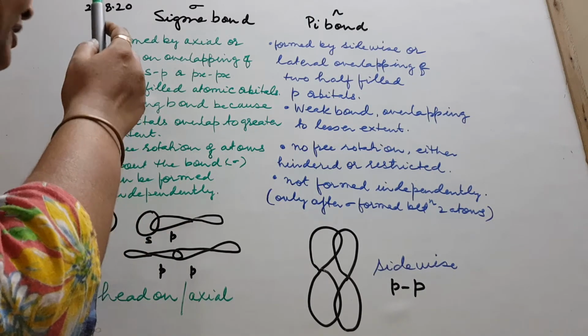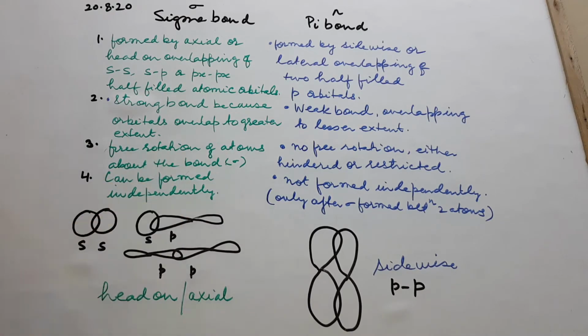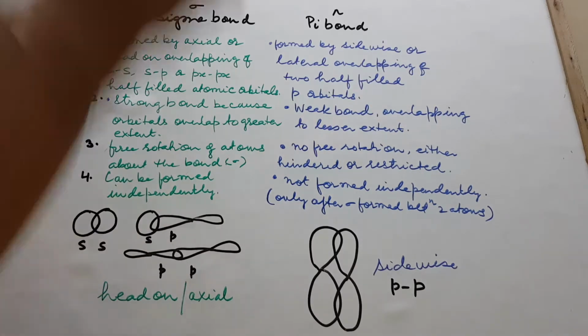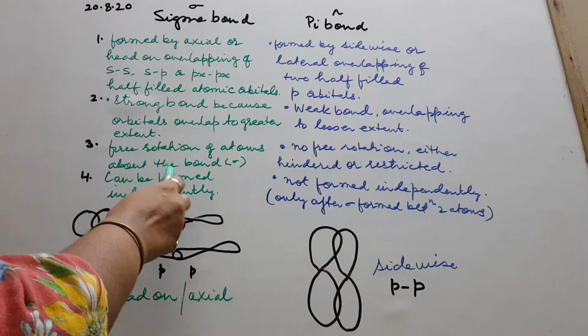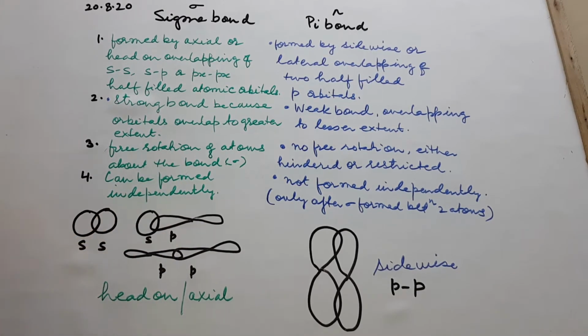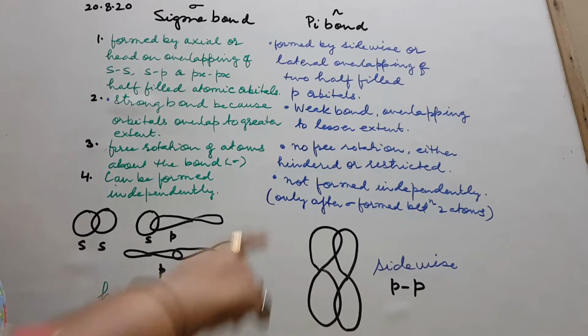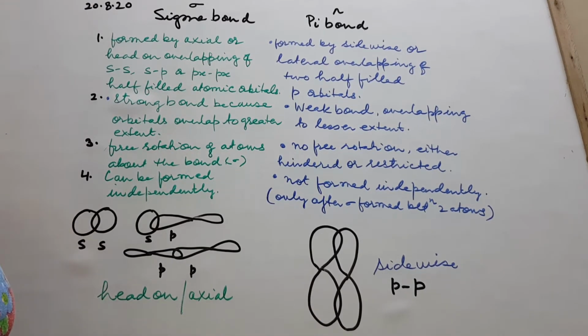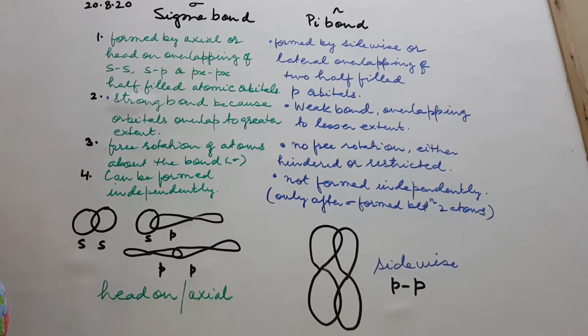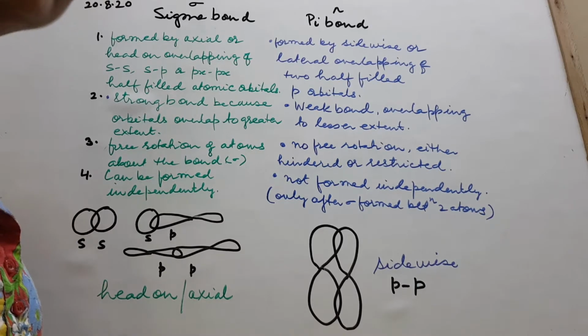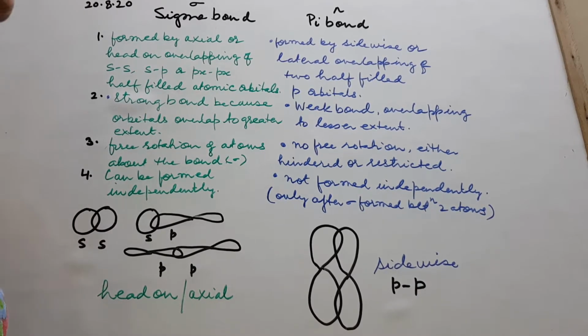Then there's free rotation of atoms about the sigma bond. Atoms have free rotation about its axis in the case of a sigma bond. But in a pi bond, there's no free rotation at all. It is either hindered or restricted. In the case of a pi bond, we do not have free rotation of the atoms around the bond. It is either hindered or restricted.